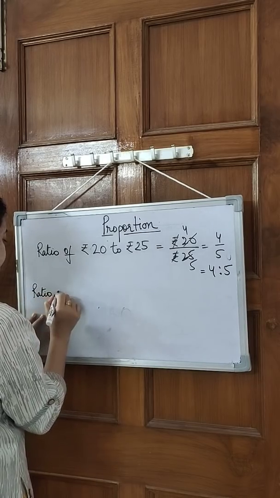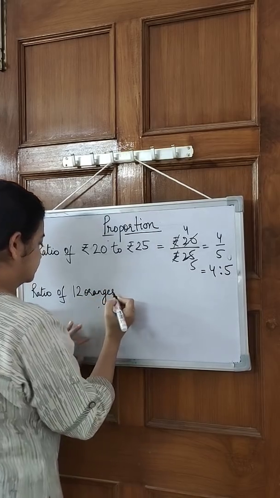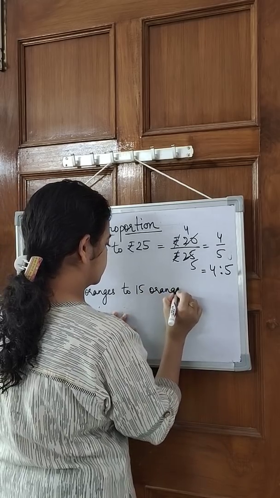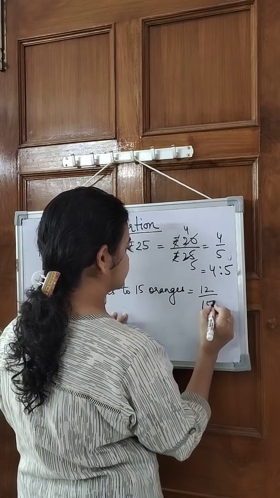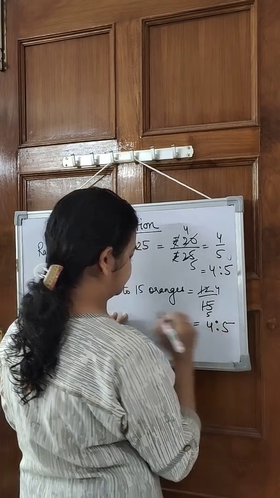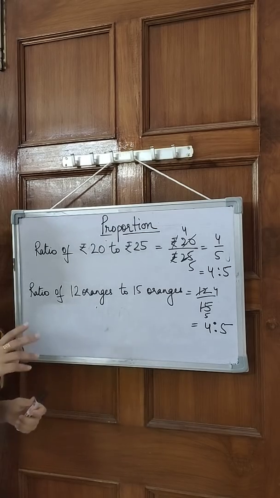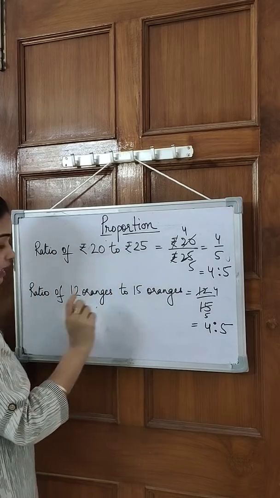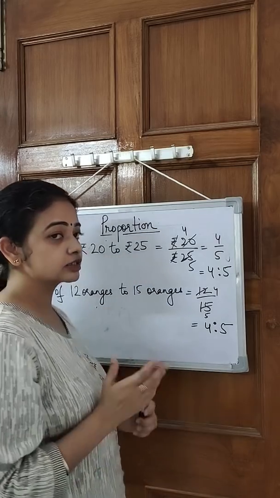Ratio of 12 oranges to 15 oranges. So that will be equal to 12 upon 15, 4 upon 5. So here also. Now what you can see is that I have taken two ratios of two different things. In this case I have taken ratio of rupees and in this case I have taken ratio of oranges. But what you can see is common here.